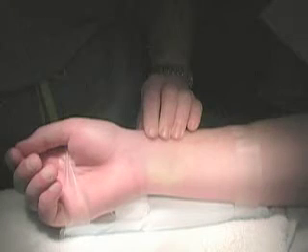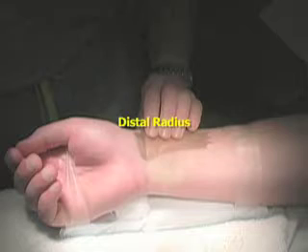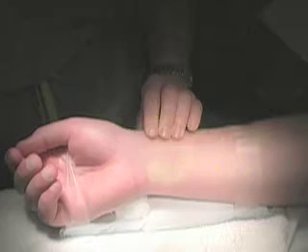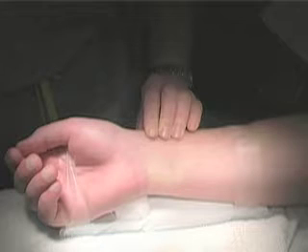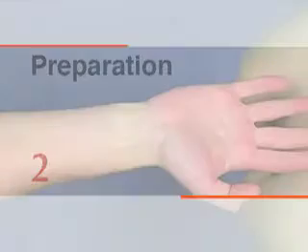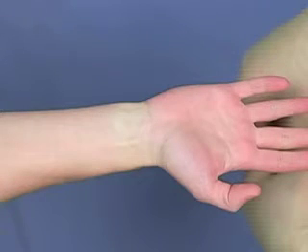The radial pulse is palpated between the distal radius and the flexor carpi radialis tendon. Prior to line placement, perfusion of the extremity should be checked. For radial arterial catheters, an Allen test or a modified Allen test may be performed. While the value of the Allen test has not been firmly established, it may give some qualitative assessment of collateral perfusion.